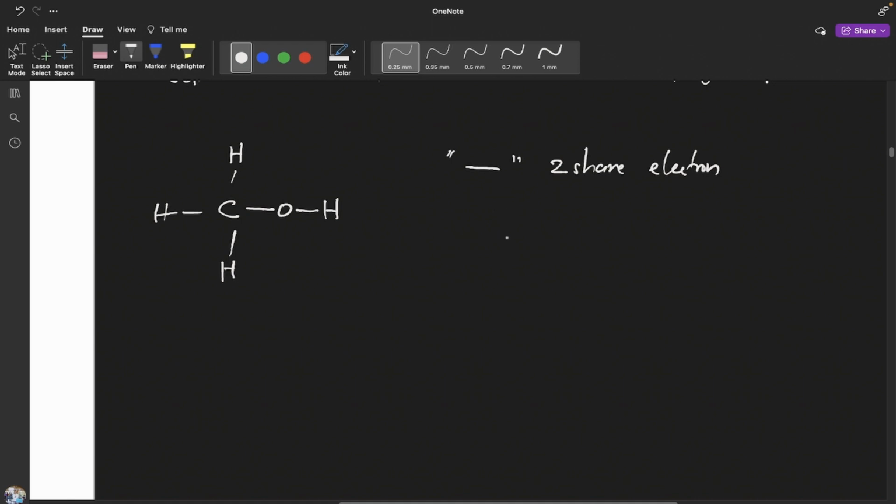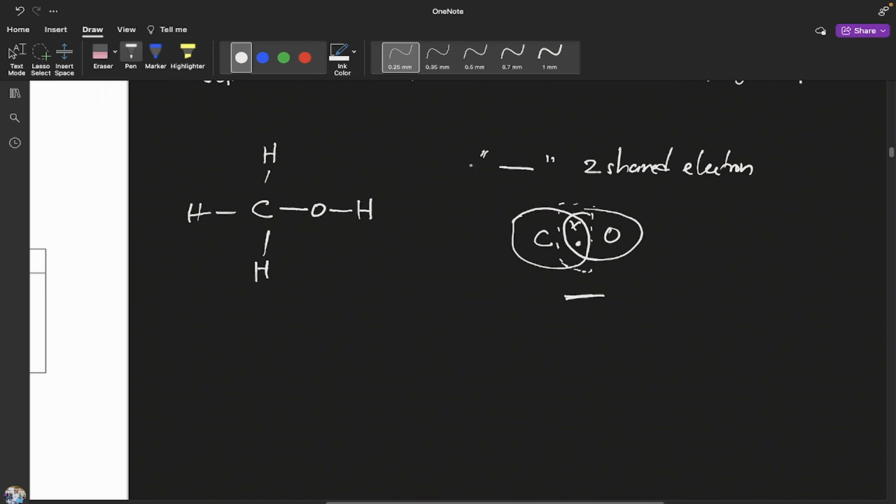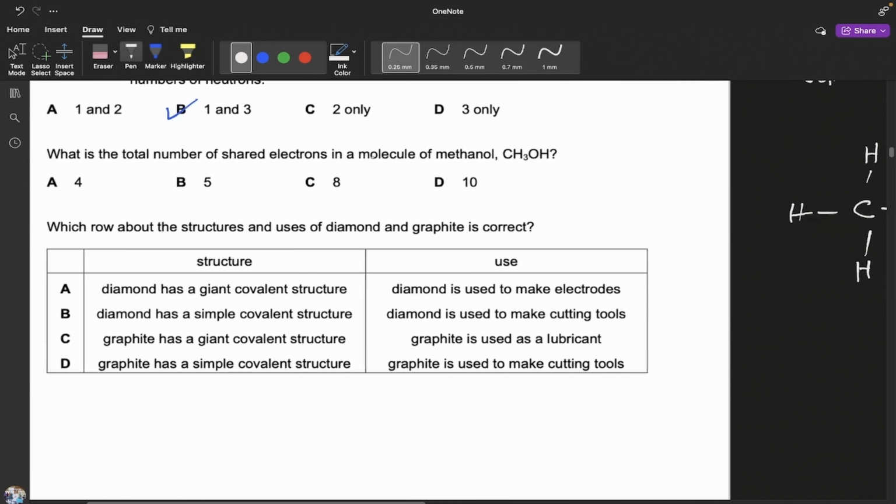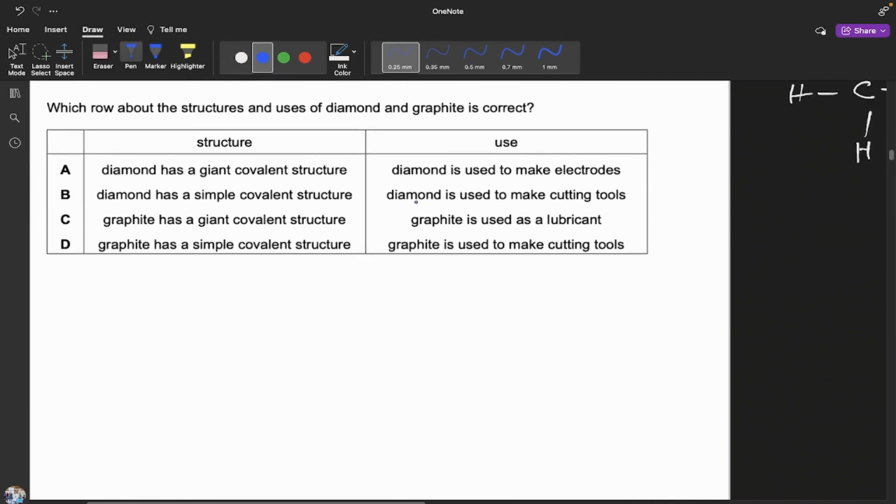For example, if I draw carbon and oxygen, this is the bond structure they are actually making. Instead of drawing this part, we draw a straight line. So you can count how many bonds are there and multiply it by 2 to get the number of shared electrons. Here we have 1, 2, 3, 4, 5. 5 times 2, so the answer is 10. 10 shared electrons are there.